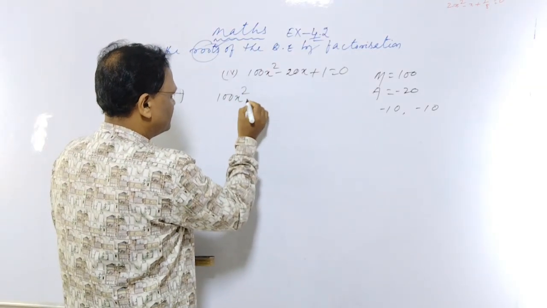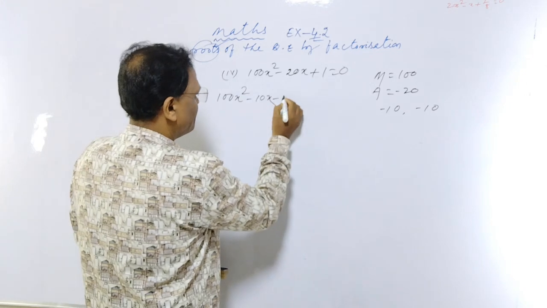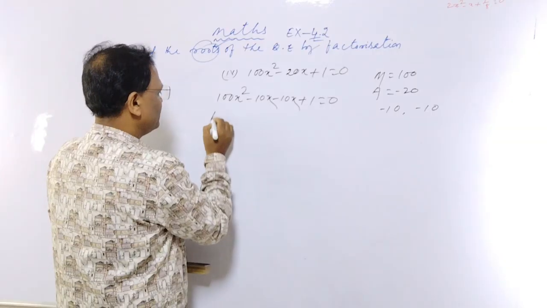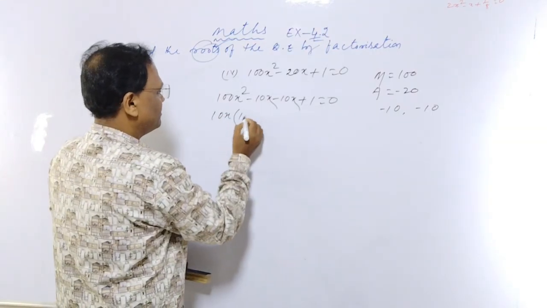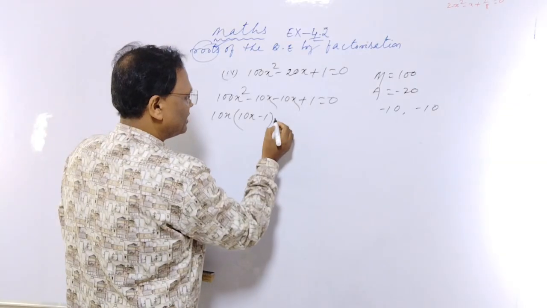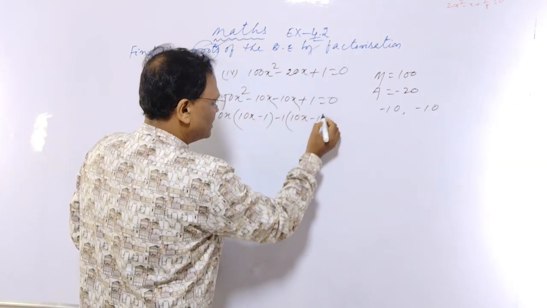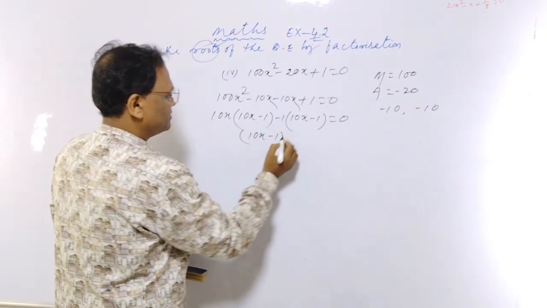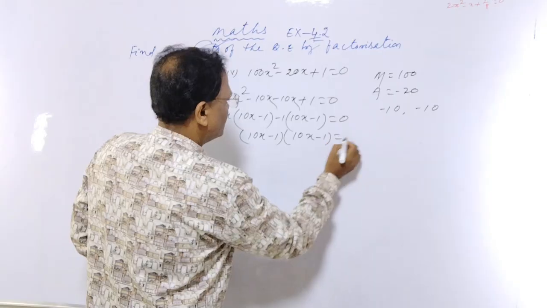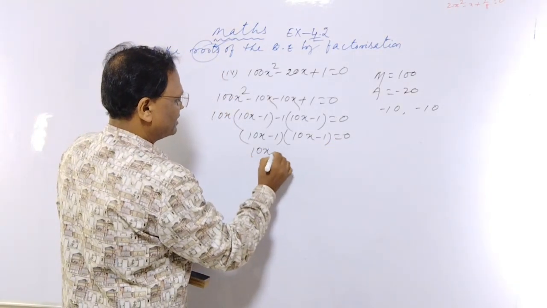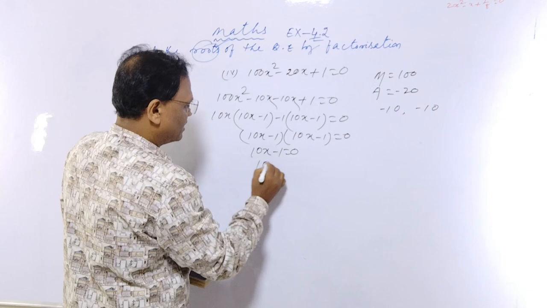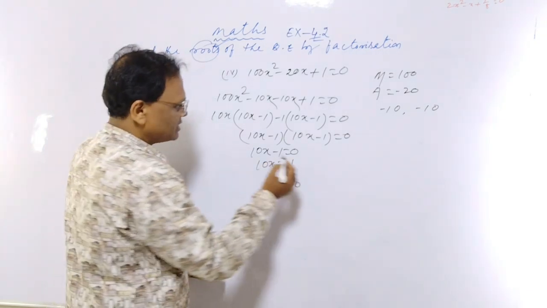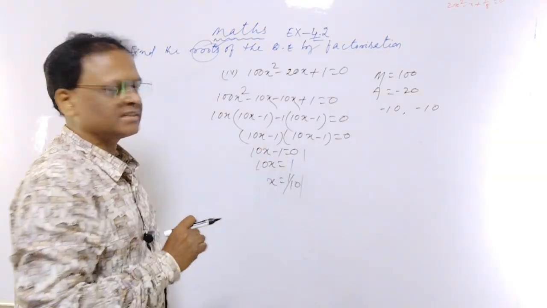Now 100x square minus 10x minus 10x plus 1 equals to 0. Take out the common. If I take out the common, 10x into 10x minus 1. If I again take out the common, minus 1, 10x minus 1 equals to 0. 10x minus 1, again 10x minus 1 equals to 0. Find each factor: 10x minus 1 equals to 0, 10x is equals to 1, x is equals to 1 by 10. Similarly, here also I'll get exactly the same roots.